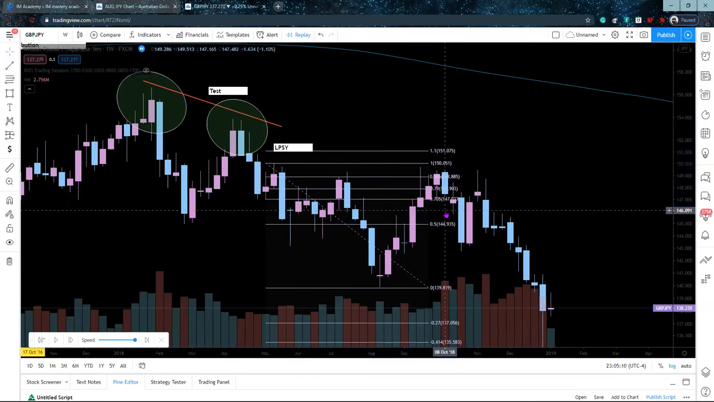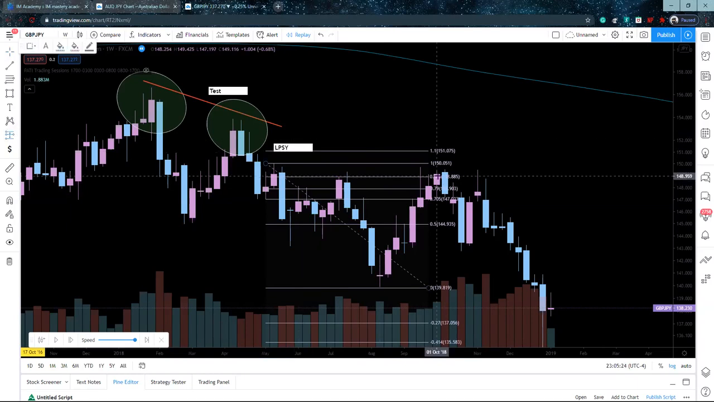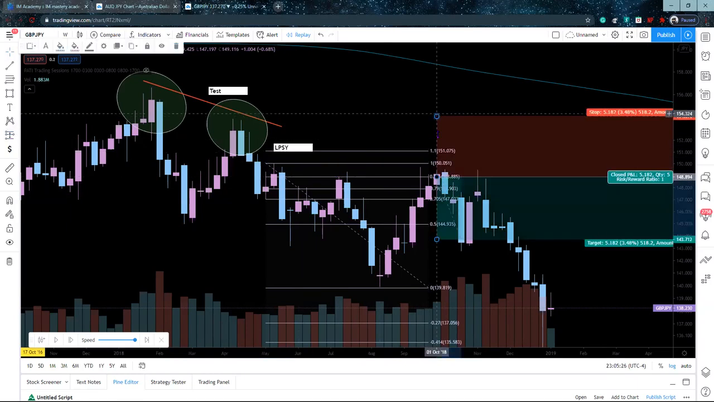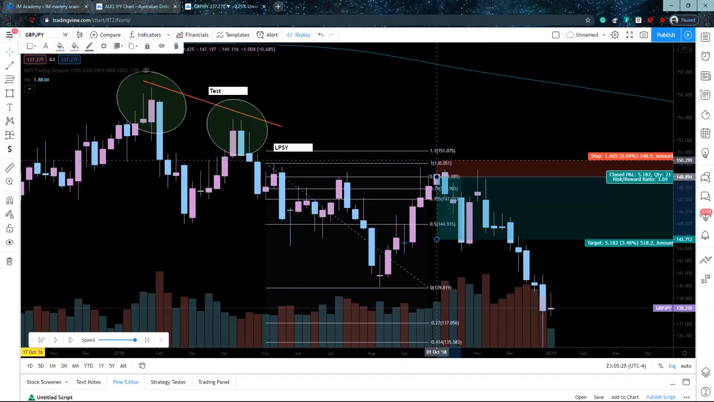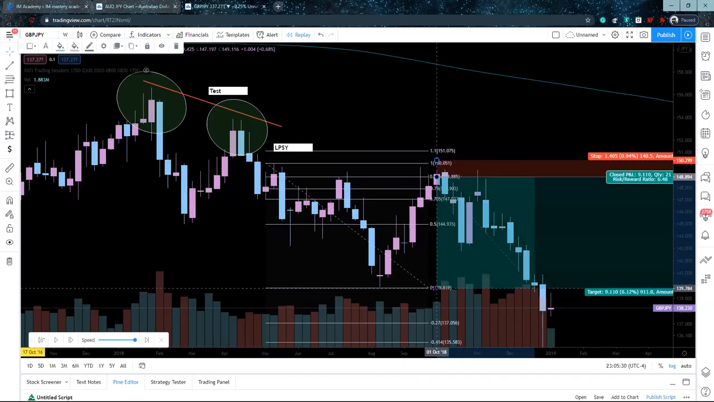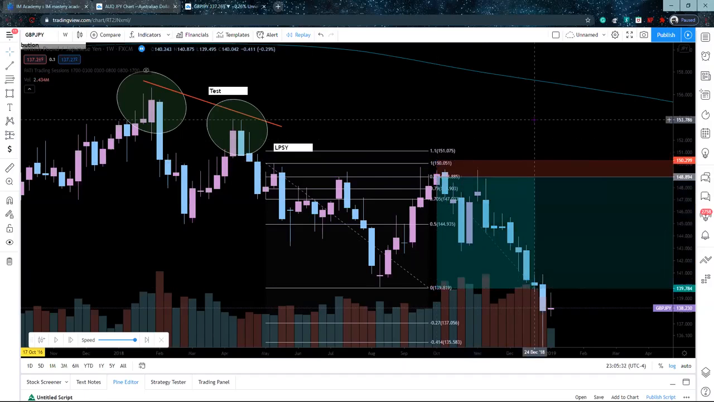Retail loses again. Now the LPSY usually always gets retested. What ends up happening here? You end up getting retested and you do not get stopped out. You could have entered right at the 886, stop loss a little bit above the 1, take profit at the 0, and look at that magic.